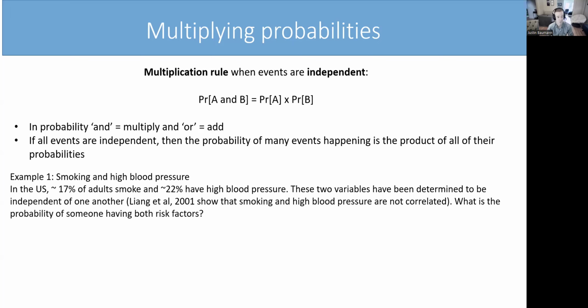What's the probability of someone having both risk factors? So you would say the probability of smoking is 0.17. The probability of blood pressure being high is 0.22. So you'd multiply.